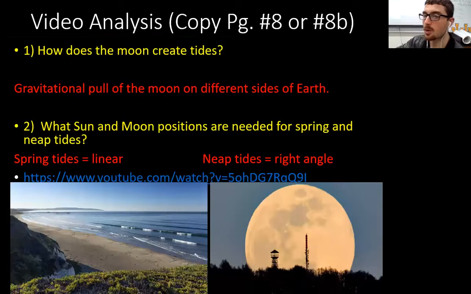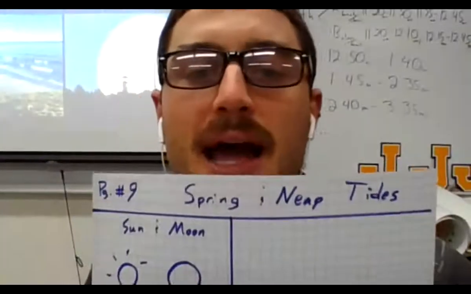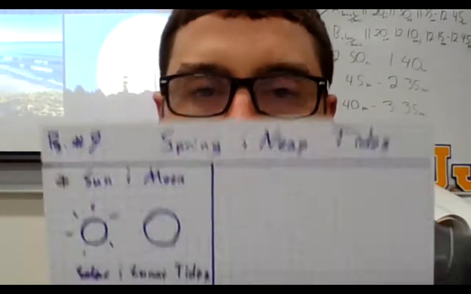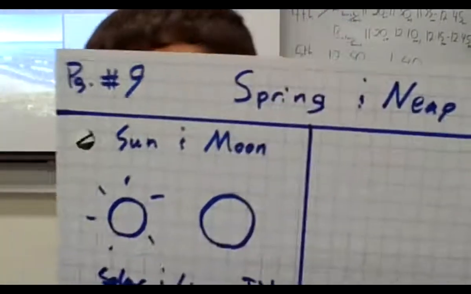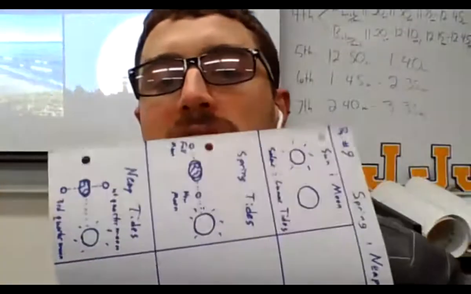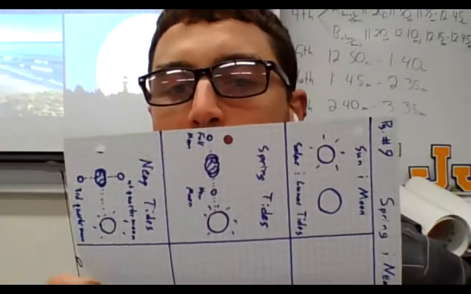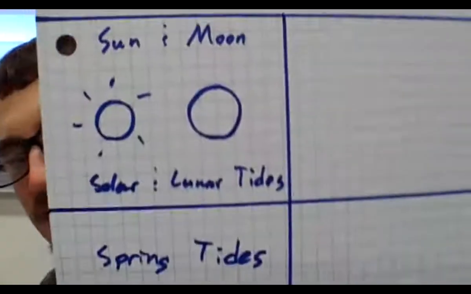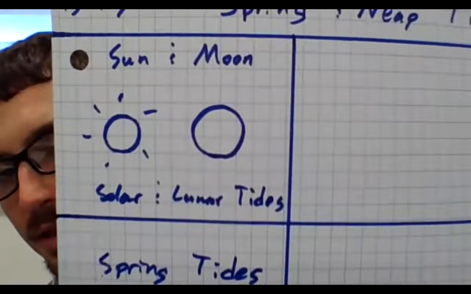Introduces our topic. What I want you guys to do is set up page 9. Here's what it's going to look like. Page 9 is going to be titled Spring and Neap Tides. Again, pause the video as you see fit on YouTube. You're going to have 3 total categories. Again, pause the video. All right. Your first category is going to be sun and moon, solar and lunar tides.